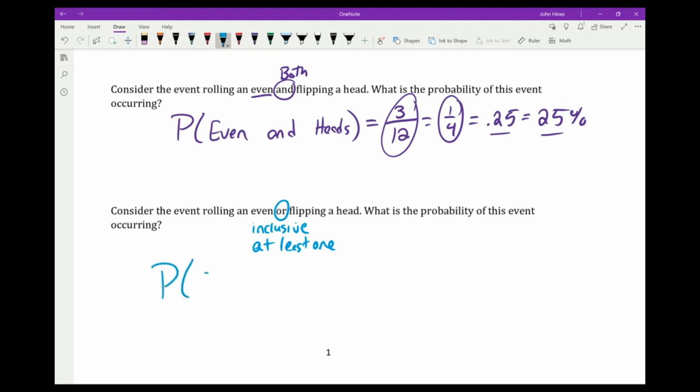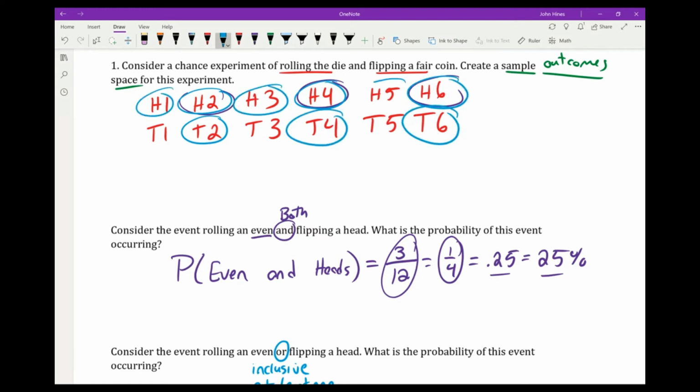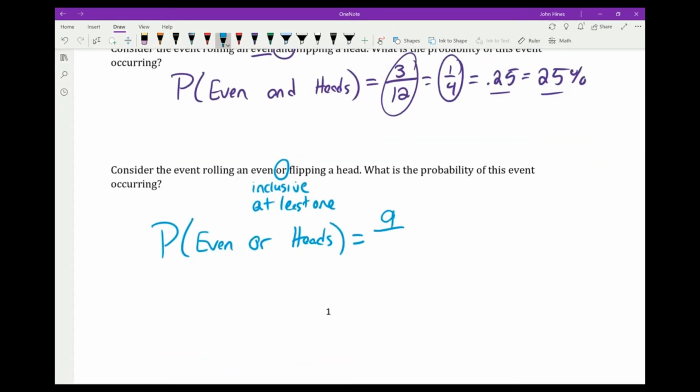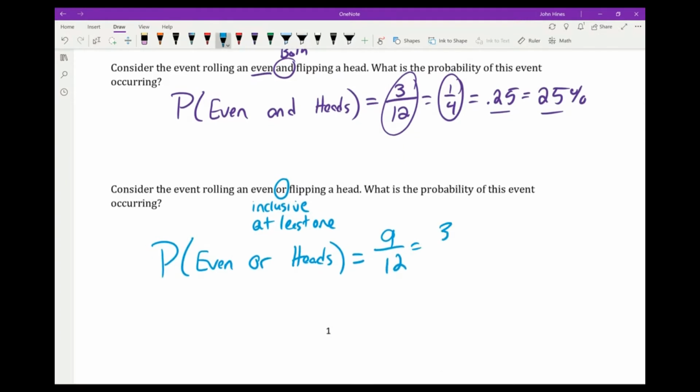So what's the probability of rolling an even or flipping a heads? So I have to be even or I have to be heads. This guy's even, this guy's even. This guy's even, this guy's even, even. Or if I've got a heads, I'm already happy. So notice that it happens 9 out of the 12 outcomes, which is 3/4, which is 0.75, which happens to equal 75%.